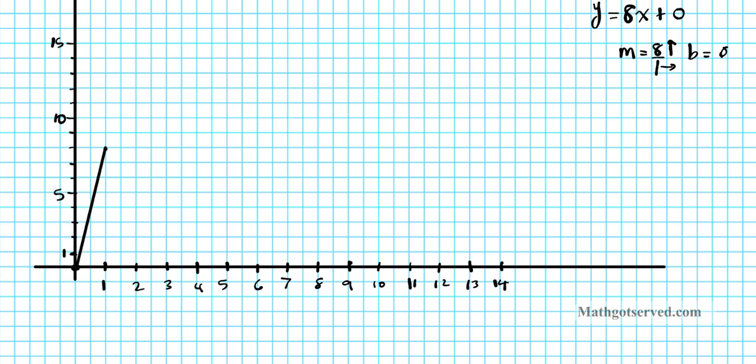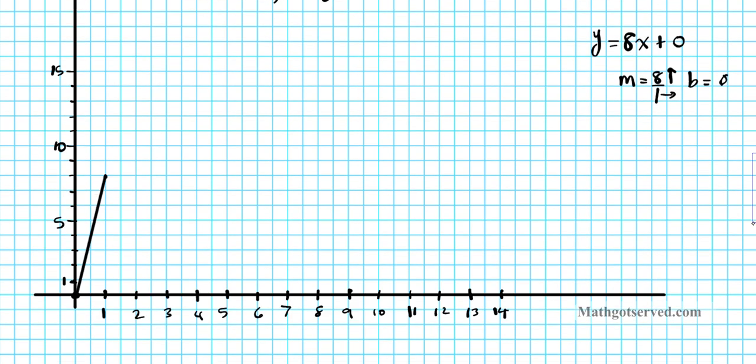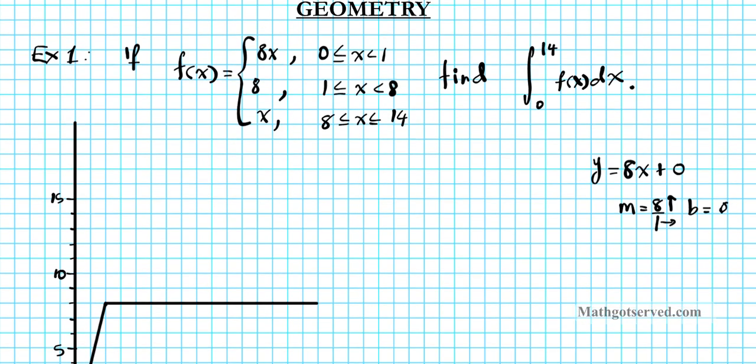All right, the second line is constantly 8. F of x equals 8, so it's going to be a horizontal line from 1 to 8. So we have a horizontal line all the way to 8. And then the last line is just x, y equals x. Let's write that down, y equals x.